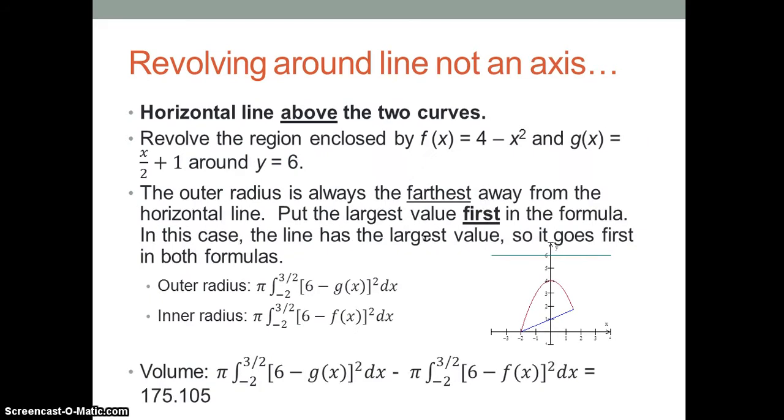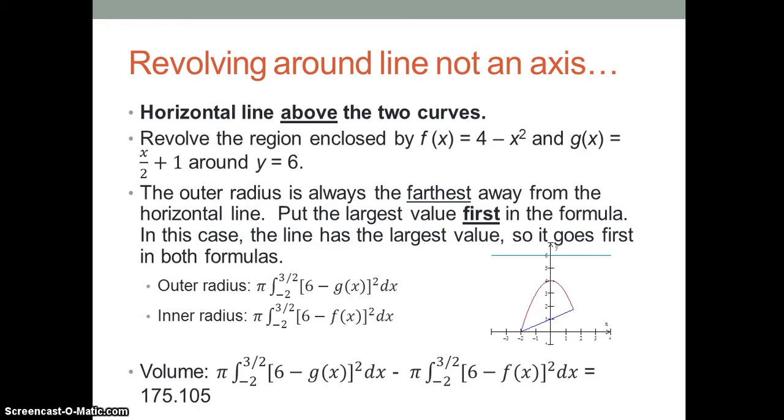A horizontal line above the two curves is done very similarly, but you've got to keep in mind what our outer radius is. In this case, we revolve the region enclosed by f of x equals 4 minus x squared, and the same line g of x equals x over 2 plus 1, around y equals 6, which is a horizontal line above the two curves. So you want to consider what the outer radius is, and that's the function that's farthest away from the horizontal line. Put that largest value first in the formula.